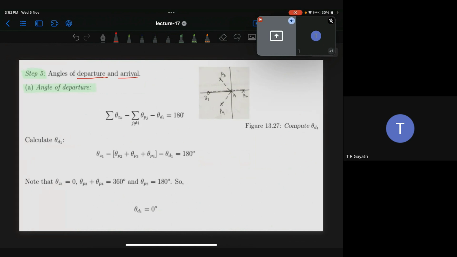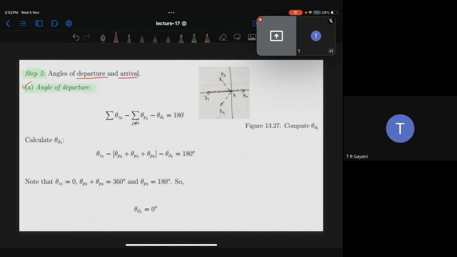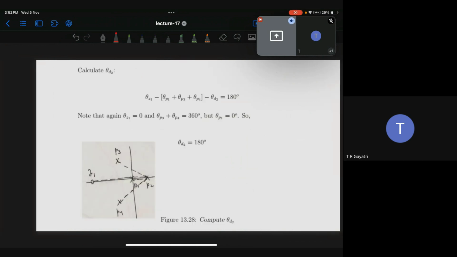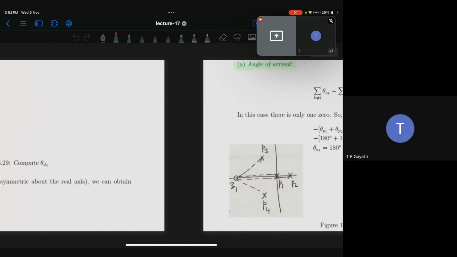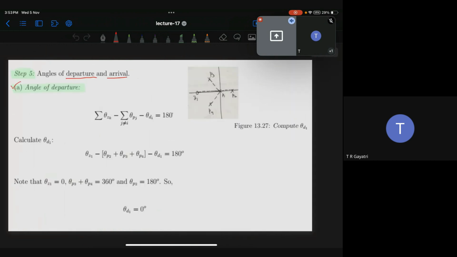So first, for each pole we will find the angle of departure. For each zero we will find the angle of arrival. Is that clear? Yes, sir. So let's see the first one.